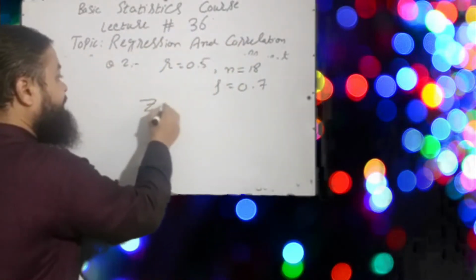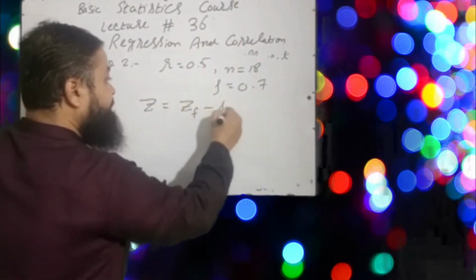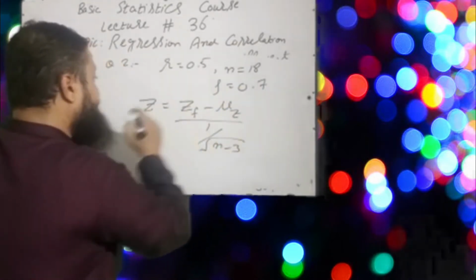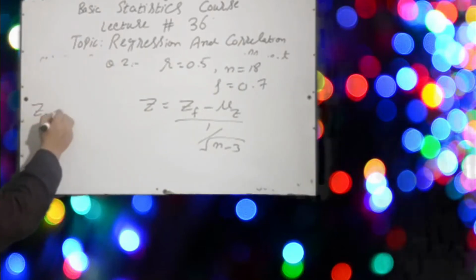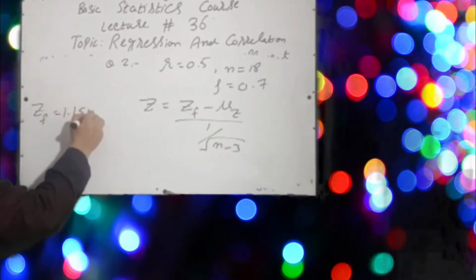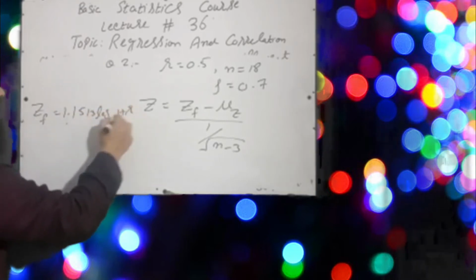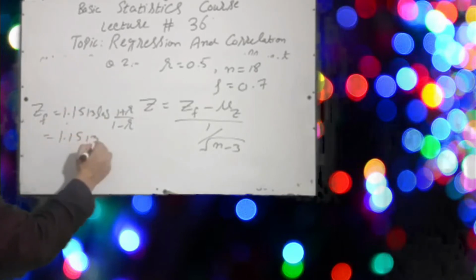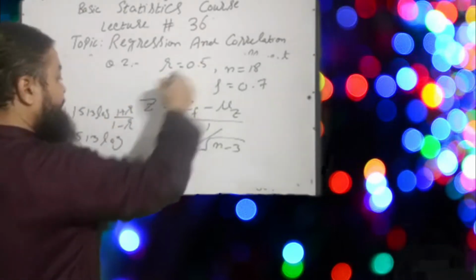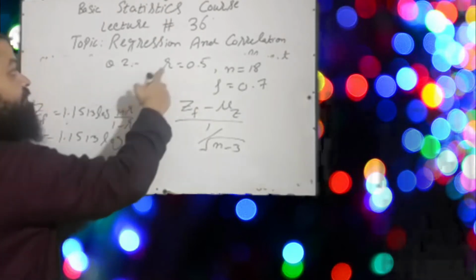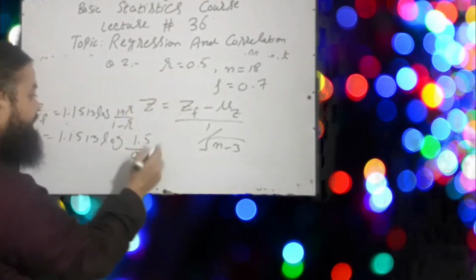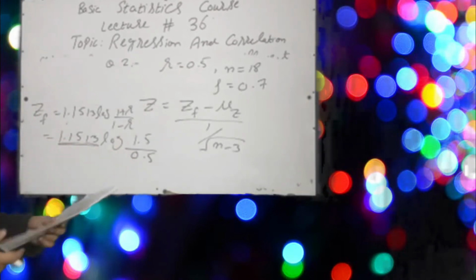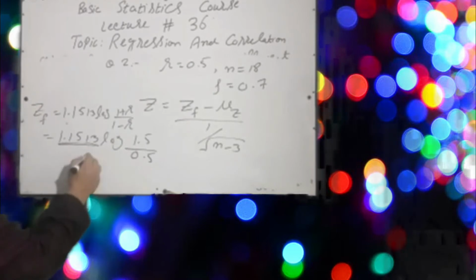We know the formula. Z is equal to zf minus mu z over 1 over n minus 3 under the root. And what is the formula of zf? Zf is always equal to 1.1513 log 1 plus r over 1 minus r. Just substitute the values. 1.1513 log of 1 plus 0.5 is 1.5 over 1 minus 0.5 is 0.5. Just divide them, take the log and multiply with the factor 1.1513, and the answer will be 0.55.